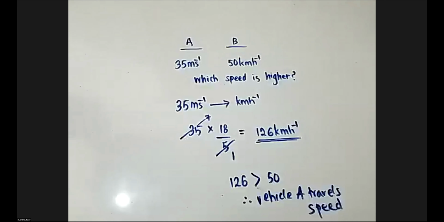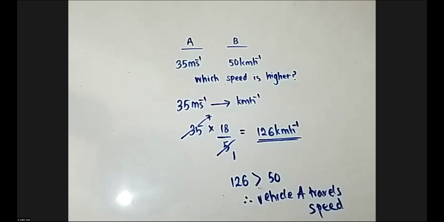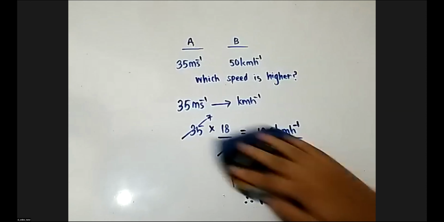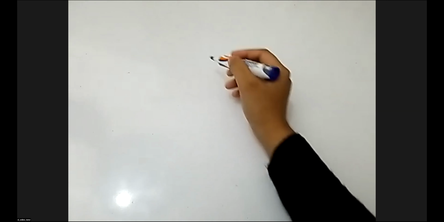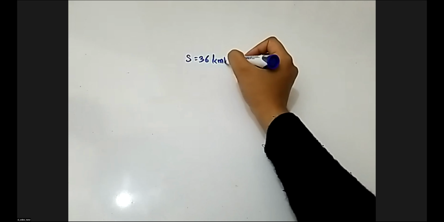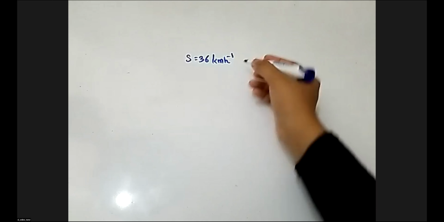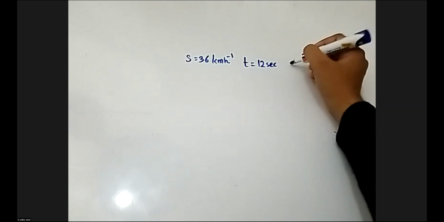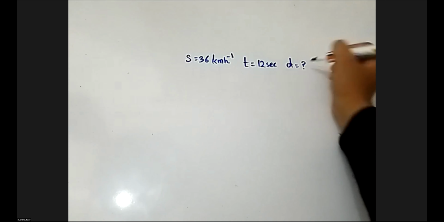Okay, most of them are done. So we'll go to the discussion. Now I told you the speed is 36 kilometers per hour. First of all, I'm writing all the given data on the top. Distance traveled for 12 seconds. Time is 12 seconds. Distance unknown.